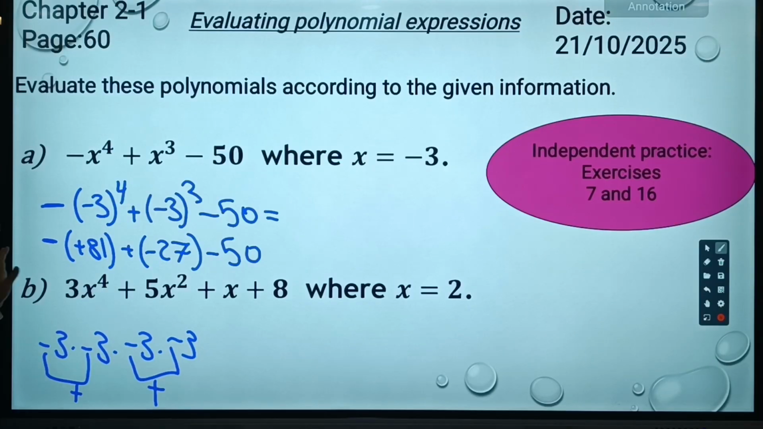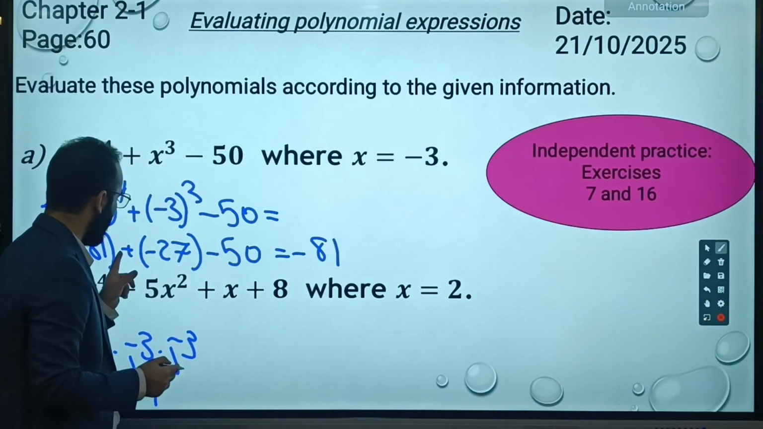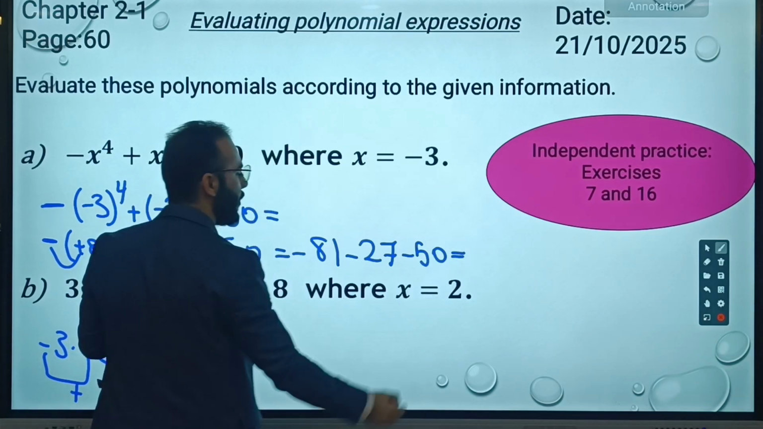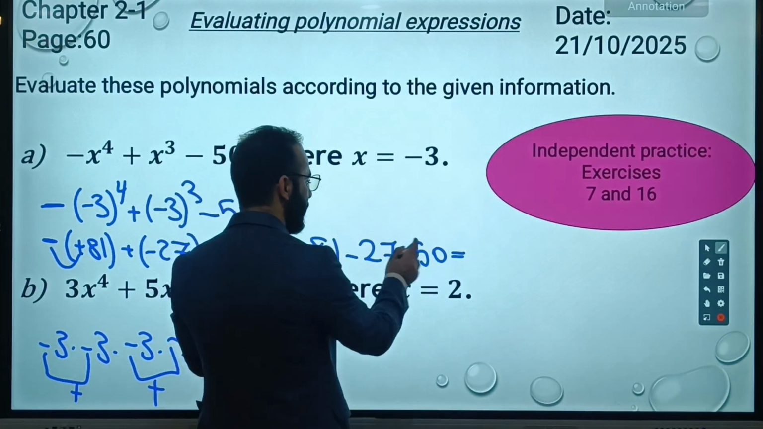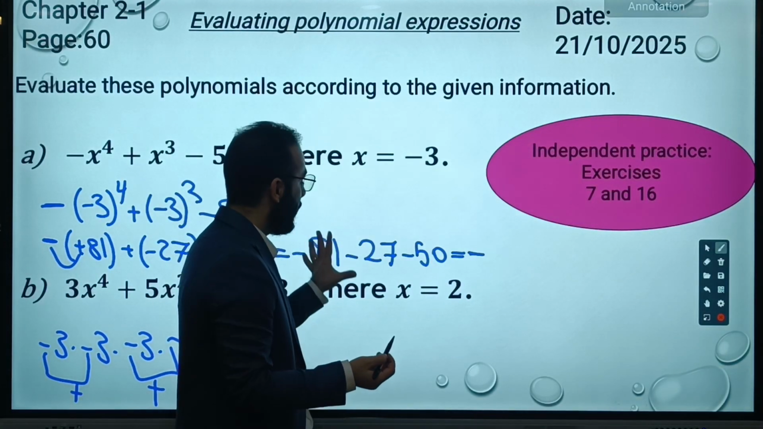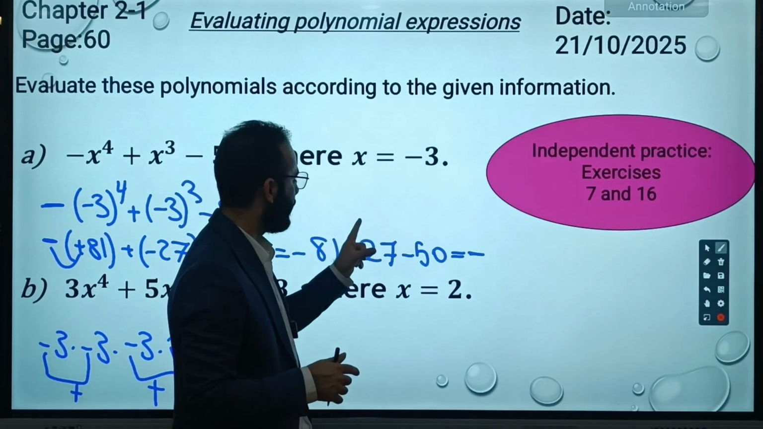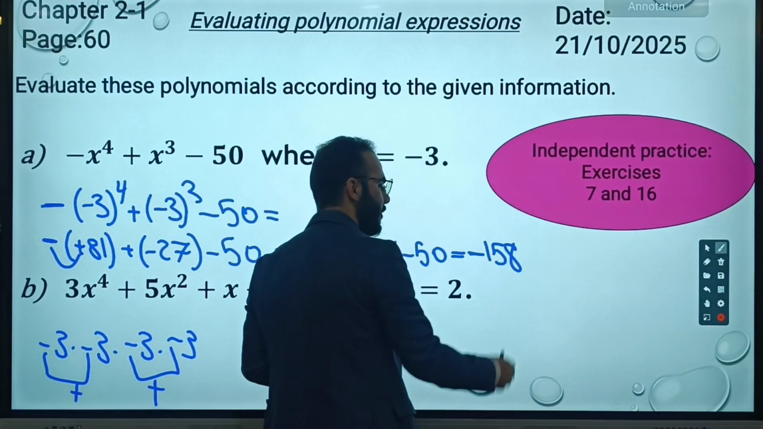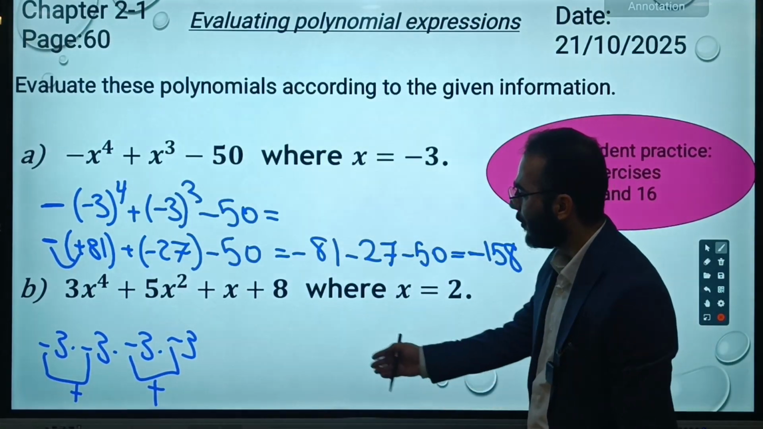I hope that you stayed with me and understood what I am doing here. So negative times positive, negative 81. Again, positive times negative, negative 27. Minus 50. All the numbers are negative, so remember, add them, but still keep the negative sign. It's not like multiplication where we multiply the signs. No. When we have addition of negative numbers, add them, but still keep the negative sign. So 81 plus 27 plus 50, if you check it, you're going to get 158. So negative 158. Perfect. That is the result of the first one.